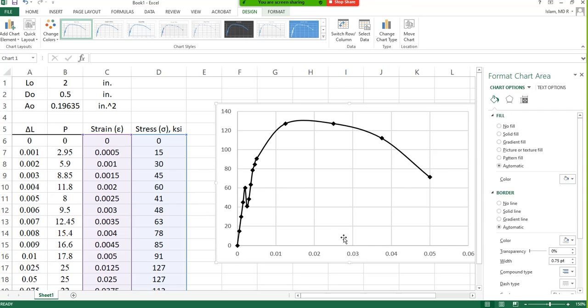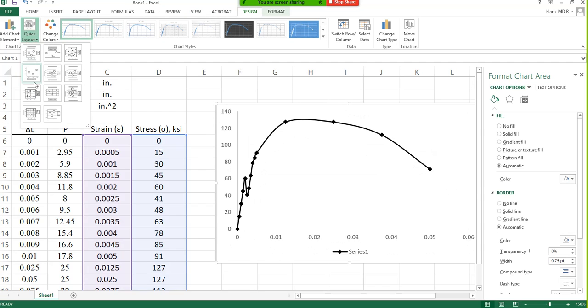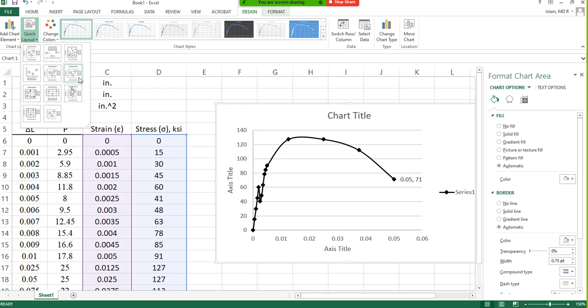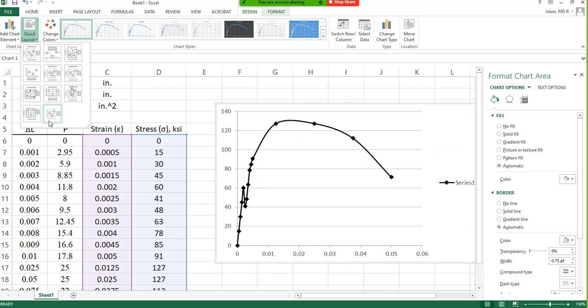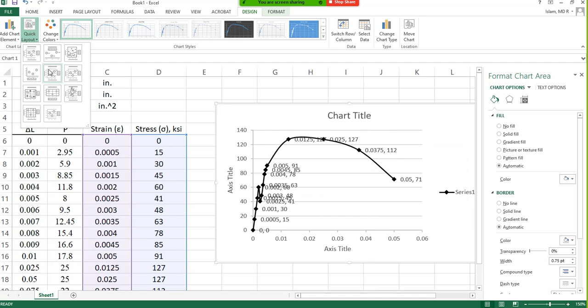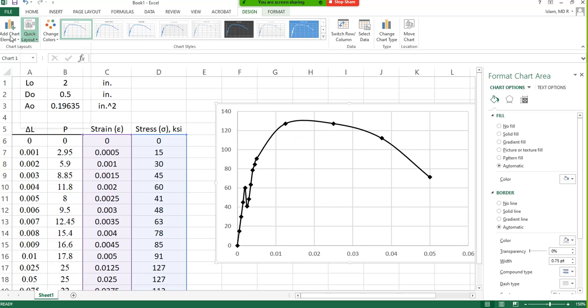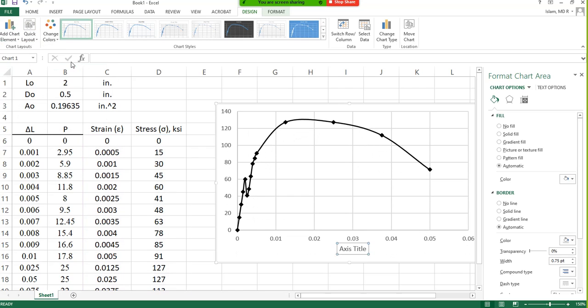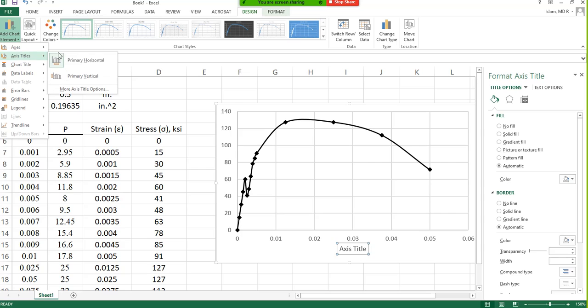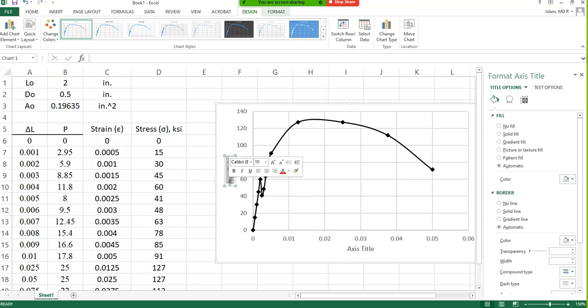At least writing the axis titles is very important. So click here, design. You can simply take a different layout, whatever layout you want. I do not use it from here, I'm just showing you that you can. I go to add chart element, and I write axis title horizontal and axis title vertical. So I go here and write stress. Always write the unit. It's very important in all engineering. Never forget your unit. Strain has no unit, so no problem.